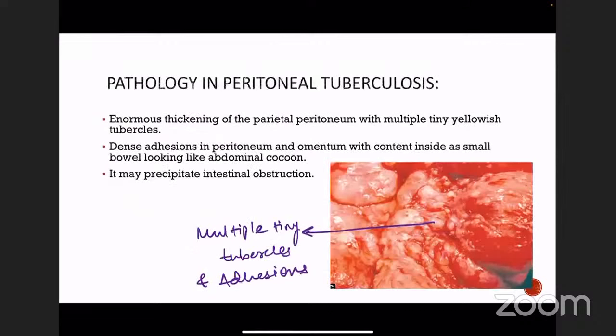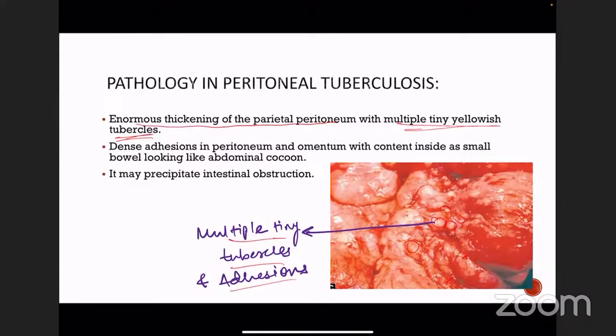So what is the pathology behind peritoneal tuberculosis? There will be thickening everywhere. If tuberculosis is occurring, thickening will be seen. There will be enormous thickening of the parietal peritoneum with multiple tiny yellowish tubercles. Here you can see multiple tiny tubercles and adhesions of the bowel inside, the fragile wall. With adhesions you can't appreciate it, but you can see the multiple tiny tubercles over there, right? And thickening of the peritoneum.